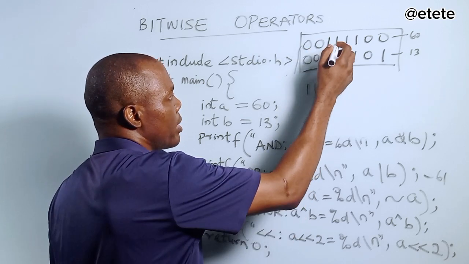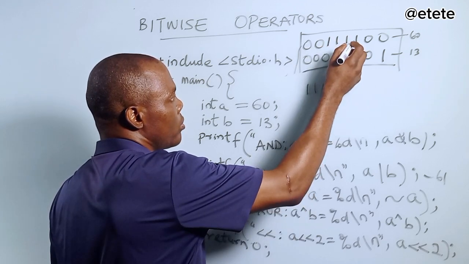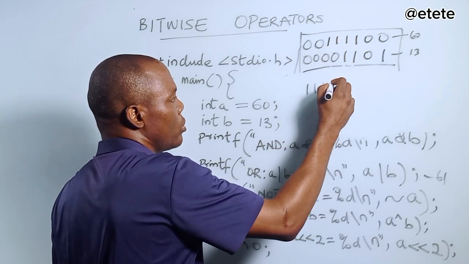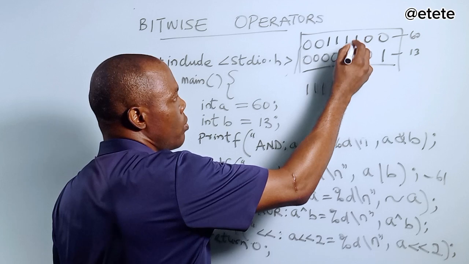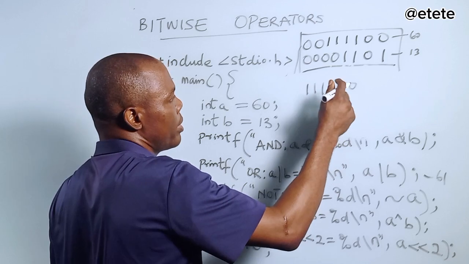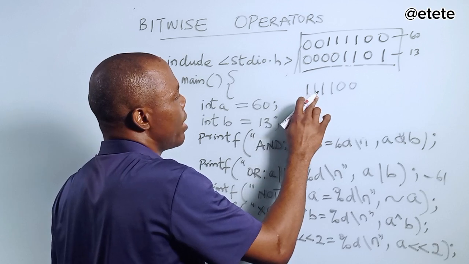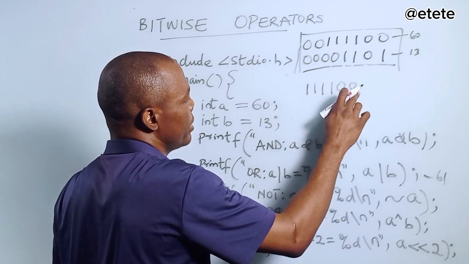That will be 1, 1. This one will go 1, 2. So that will be 1, 1, 1. So this one will go 1, 2, so it will come here. Then this one will go 1, 2, 0, 0. Right? So this is how it's going to be. Then I have 1, 1, 1, 1, 0, 0.